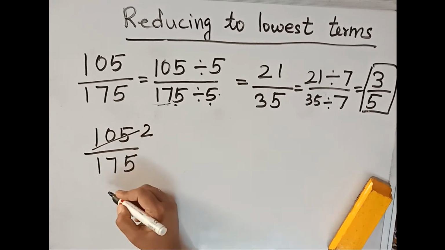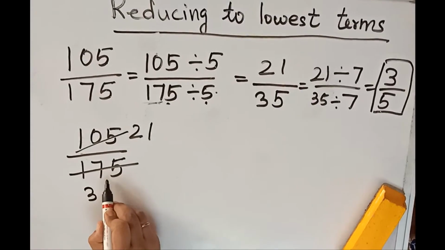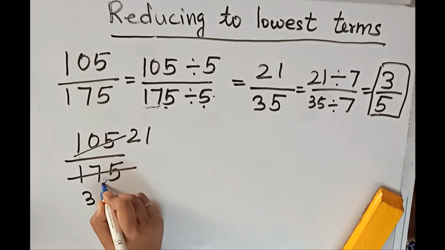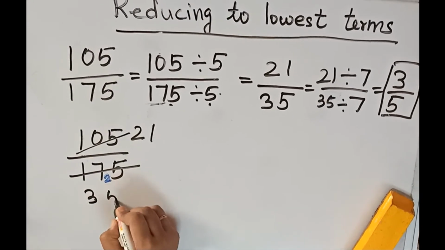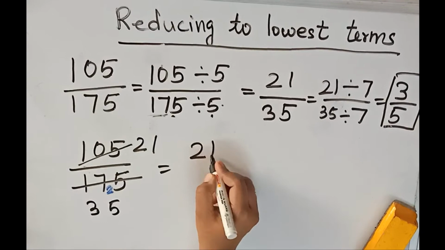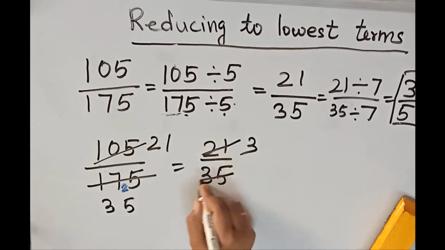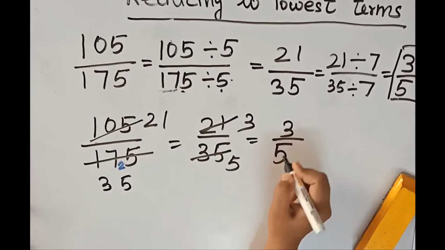5 2s are 10, 5 1s are 5. 5 3s are 15, 2 is remaining, it becomes 25. If you don't know, you can write with pencil also, small, 25. So 5 3s are 15, 5 5s are 25. So here it is 21 upon 35. 7 3s are 21, 7 5s are 35. So this is our answer.